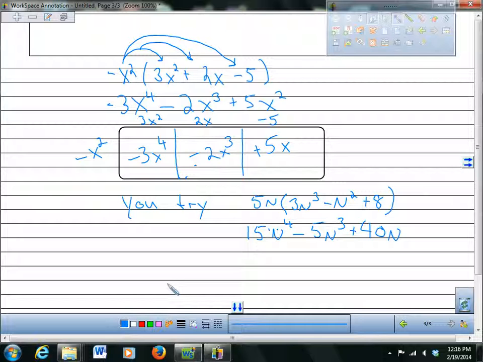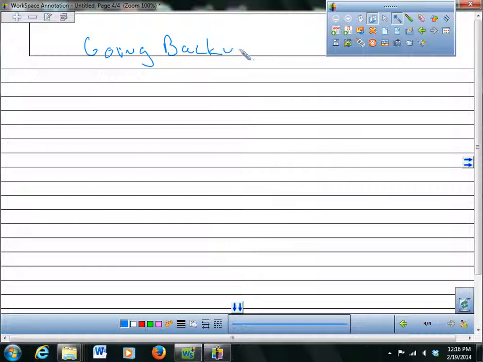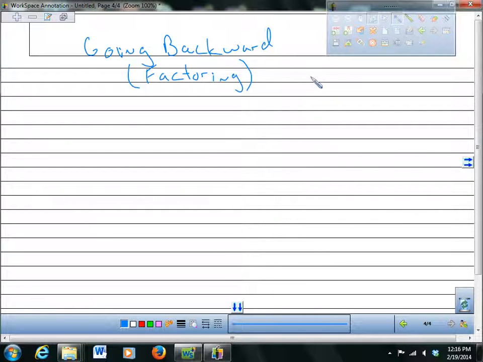So when you work backwards, going backwards is called factoring. Whoops, I forgot I'm recording. That's called factoring, and you've factored numbers before. Now we're going to factor algebraic expressions.